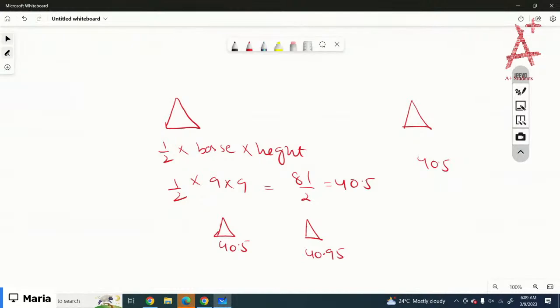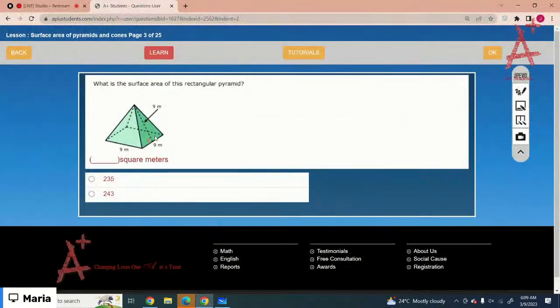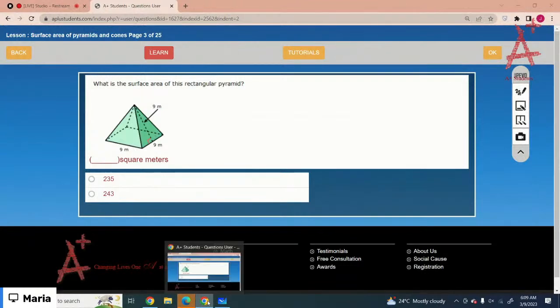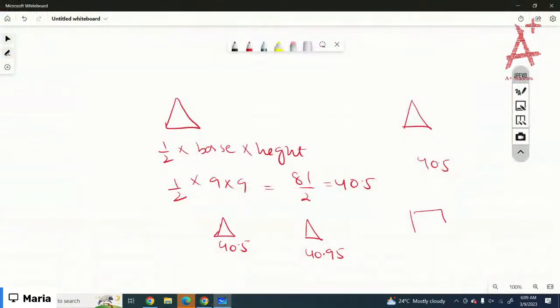Now you have to calculate the area of the base. The base has the dimensions 9 and 9. So the area of the rectangular shape is length times width. So you need to do 9 times 9. 9 times 9 is 81.